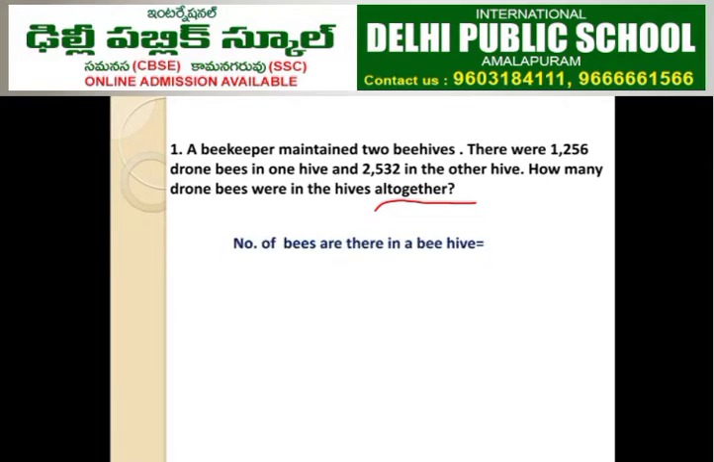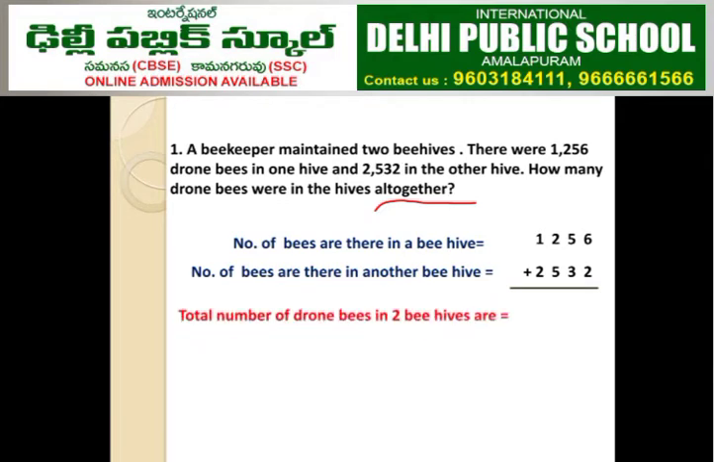See the first step, what we are supposed to write. Number of bees in a beehive. And the second step will be number of bees in another beehive. Here we have two beehives, right? So the first step will be in a beehive and in the second step you will get another beehive. So here the first one is having 1256 and the second one is having 2532. So what do we have to find out? Total number of drone bees in two beehives.